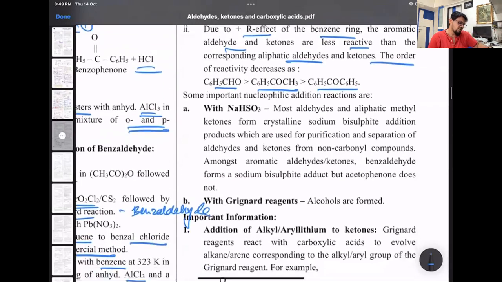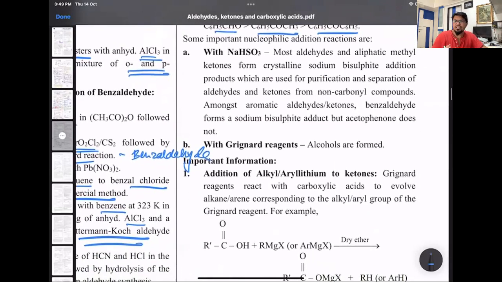Now some addition reactions. First one with NaHSO3, that is sodium bisulfite. With sodium bisulfite, it forms a crystalline salt, that is the sodium bisulfite derivative, where if you add the acid or the base, the original carbonyl compound is regenerated. So reaction with sodium bisulfite followed by addition of acid or base regenerates the carbonyl compound, basically to check the purity and identification of the carbonyl compound.